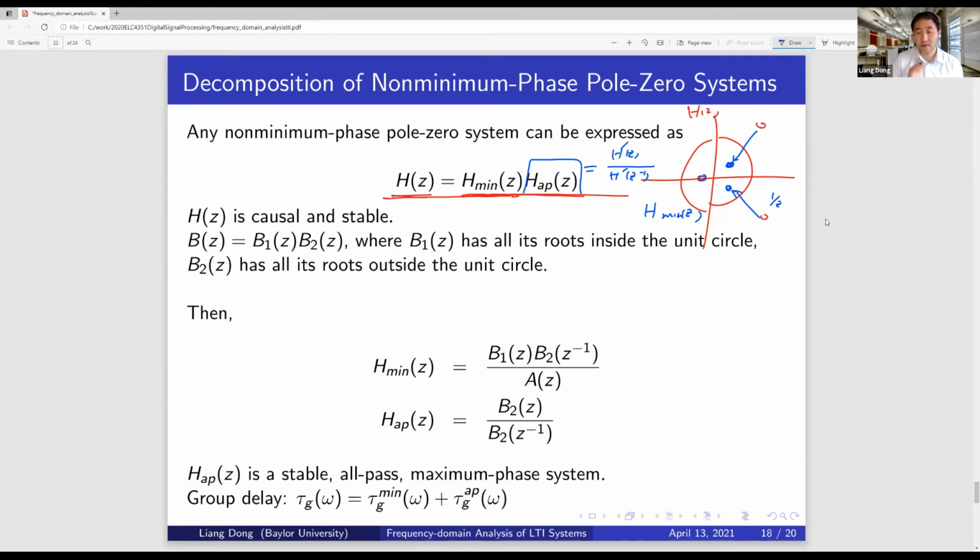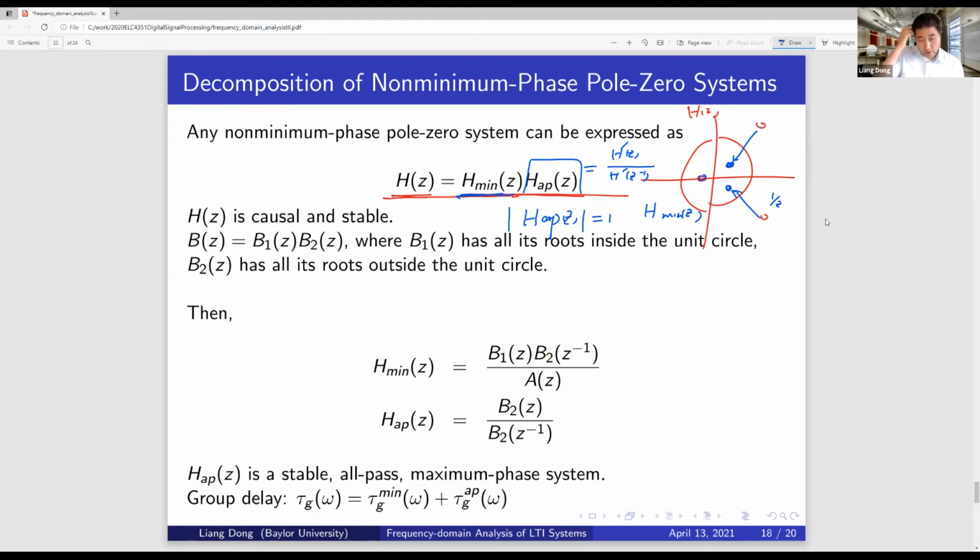Now that's another use for an all-pass filter. As we mentioned before, an all-pass filter does not change the amplitude. So the amplitude of this all-pass filter is always a constant. If you normalize, that's always 1. But the all-pass filter manipulates the phase. In this case, indeed, we manipulate the phase in order to make sure that this part is minimum phase.